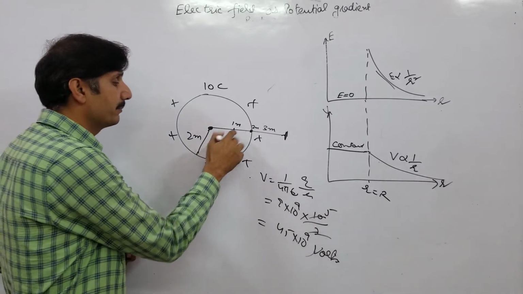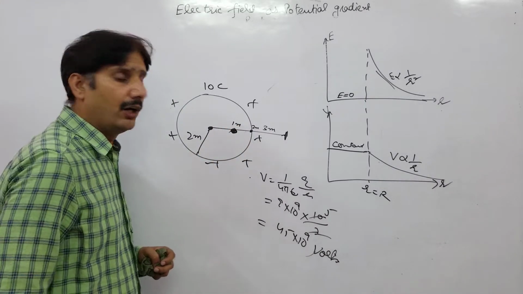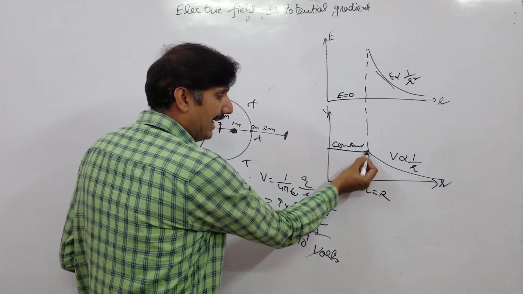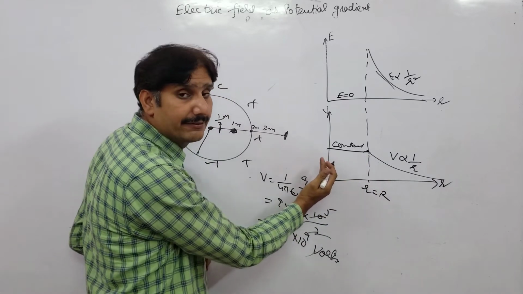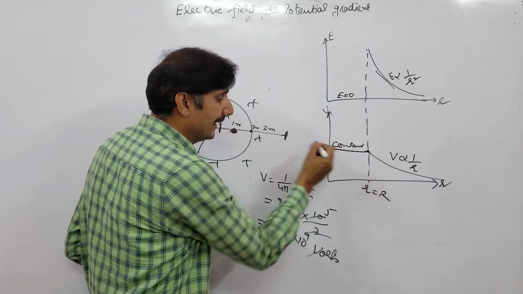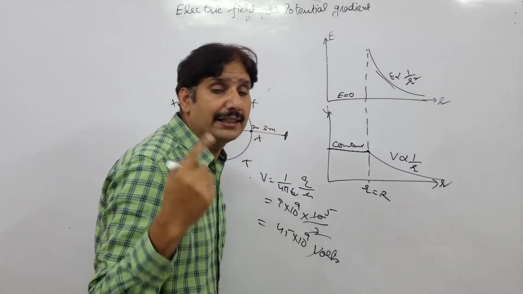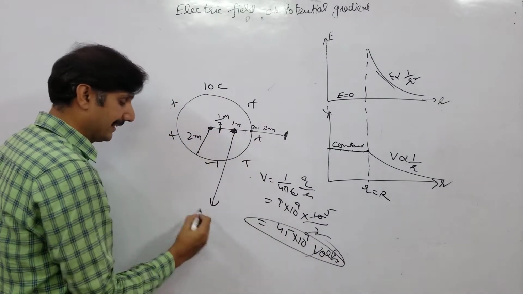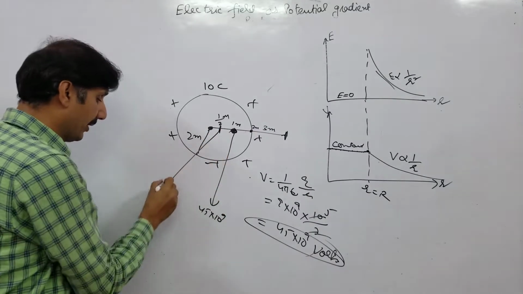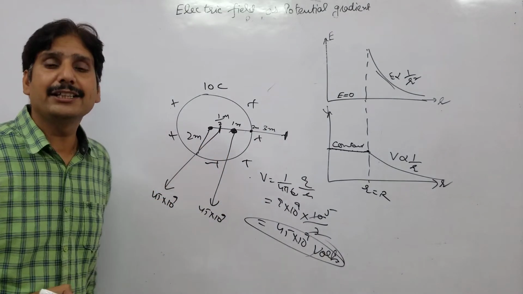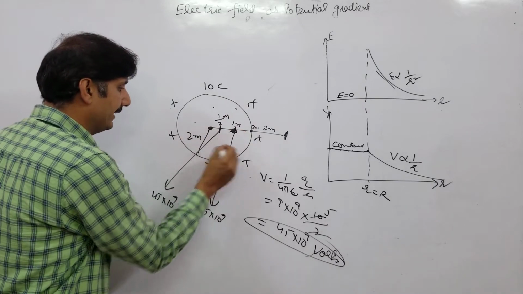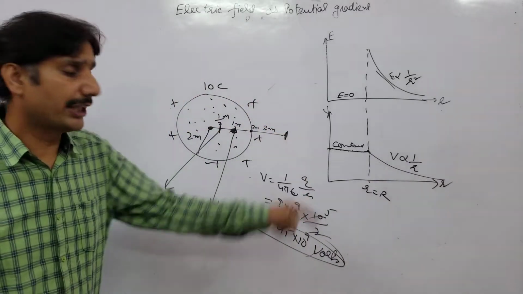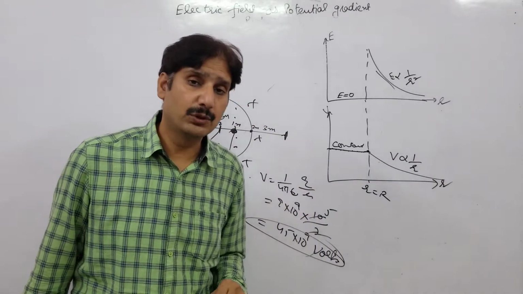Now what is the potential at this point, or at 1 by 2 meters as well? You can see from the expression, as soon as I enter inside the spherical shell, at all points potential is the same, and it is the same as that at its surface. So at this point, potential is still the same, 45 into 10 raised to the power 9. What about this point? It is 45 into 10 raised to the power 9, and so on. So every point inside the spherical shell, any arbitrary point, will have the same potential, that is 45 into 10 raised to the power 9 volts.